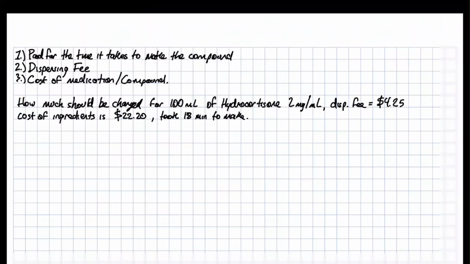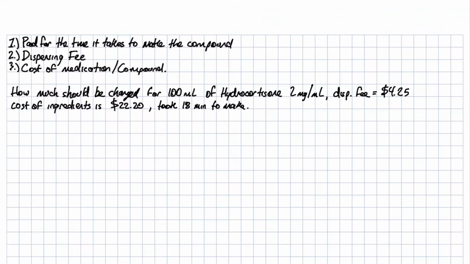So you're basically asking yourself, what do we need to charge this patient if that is our drug cost? Let me highlight that. How much did our hydrocortisone cost? It cost $22.20, cost 18 minutes to make, and the dispensing fee. Does that satisfy having all three components that I just told you to have? Yes, it does, right? We have our dispensing fee, we have the cost of drugs, and then we have the time.